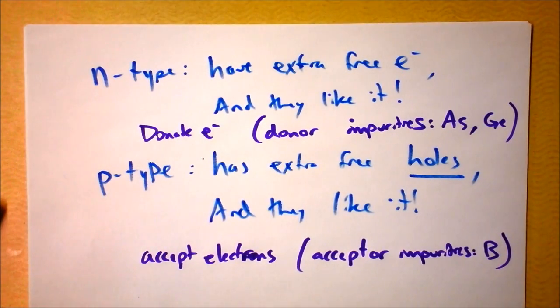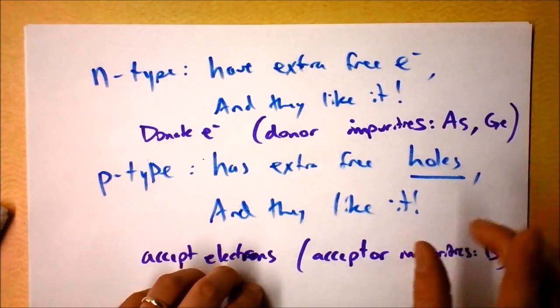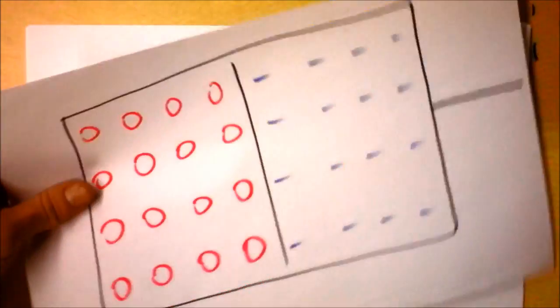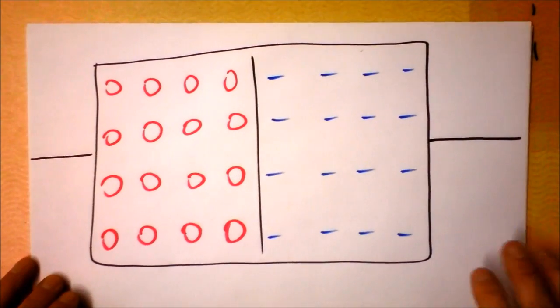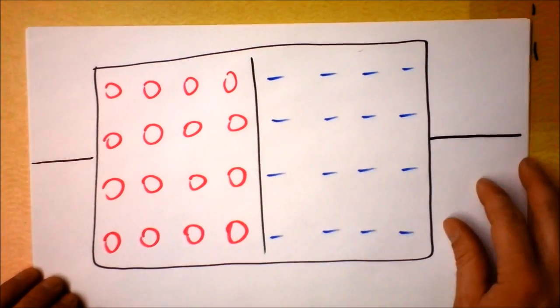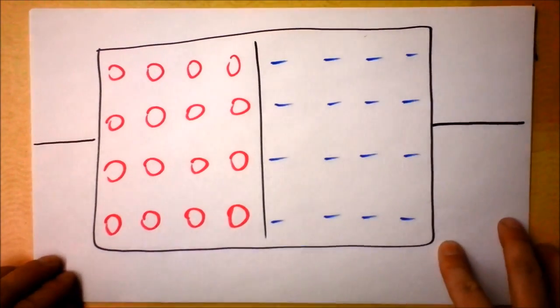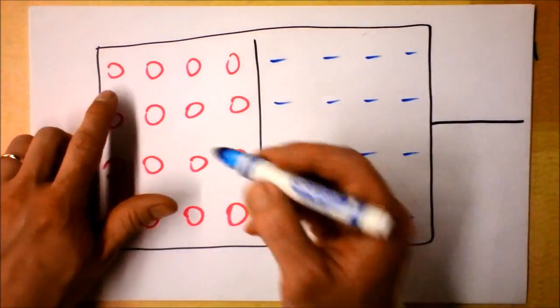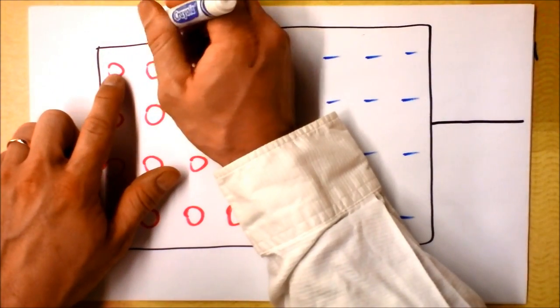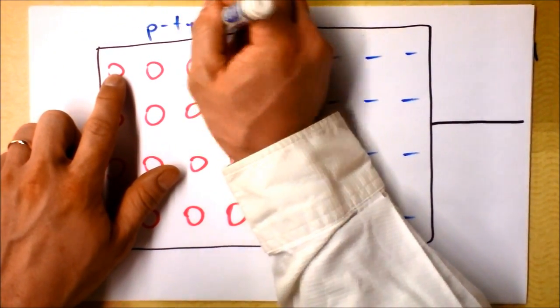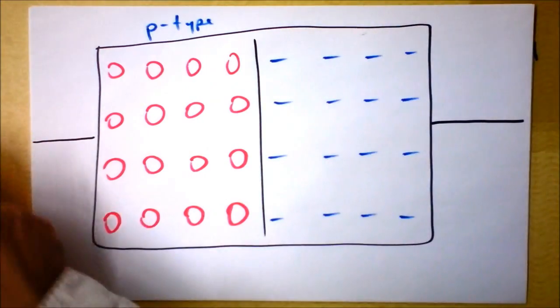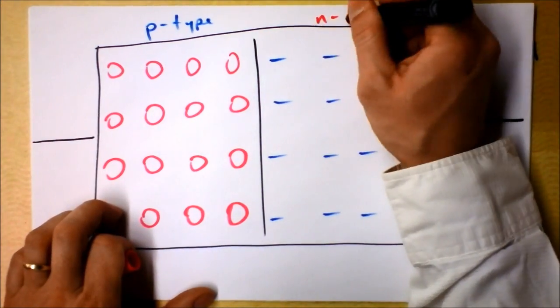Okay, now, the only question we have is what's going to happen if I put some N-type next to some P-type. So that is where we actually get a diode. So I'm going to start with this sheet right here. I've got a whole bunch of extra holes on the left side and a whole bunch of extra electrons on the right side. So if I'm going to put some names to this, this is the P-type silicon, and this is the N-type silicon over here.